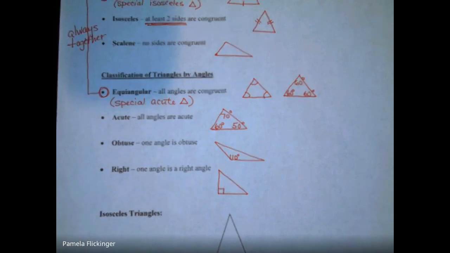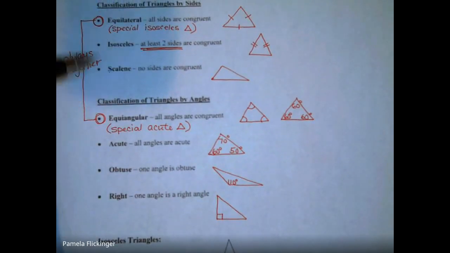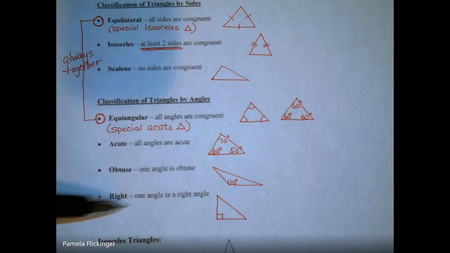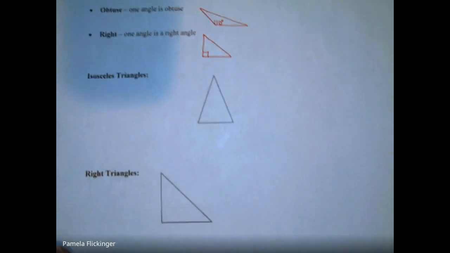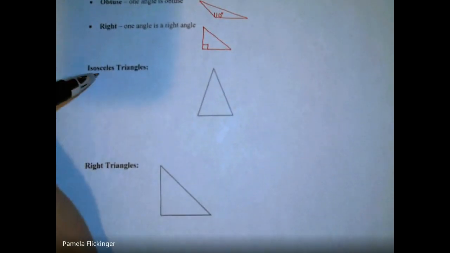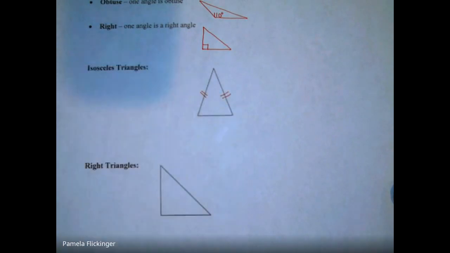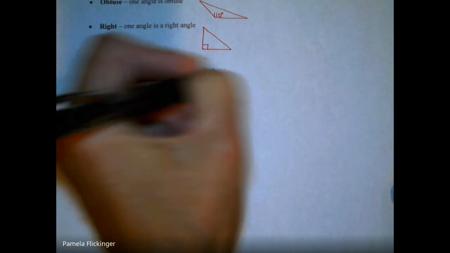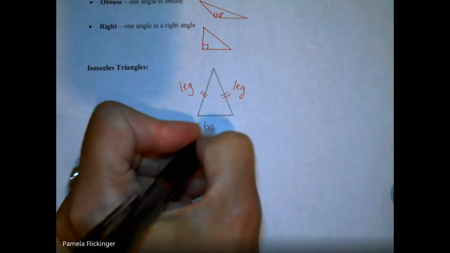All right. So again, when you're asked to classify, you're going to give one of the three side words to describe it and one of the four angle words to describe it. Now, isosceles triangles and right triangles have special names for their parts. Isosceles triangles, we know that there are going to be two sides congruent. These sides are called legs. So the two legs of your isosceles triangle are always the congruent ones. The third side is called the base.